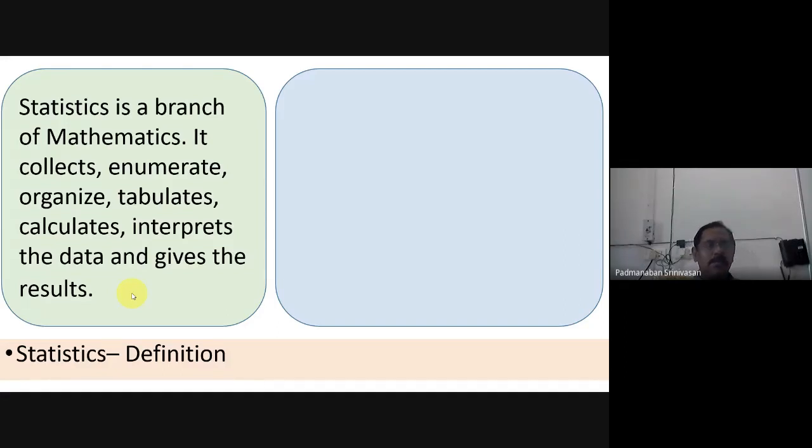Collects. What do you mean by enumeration? Counting. If you count it, then it is called enumeration. See, every 10 years, we all will be counted. What is that known as? It is a census. Therefore, in case of census, we should call it enumeration because everyone will be counted.